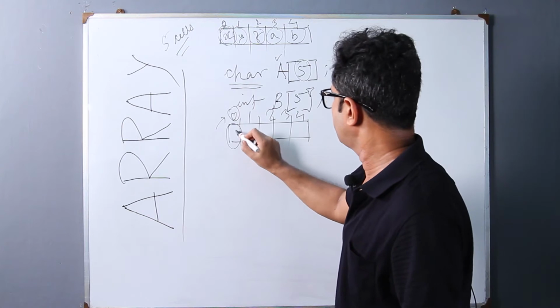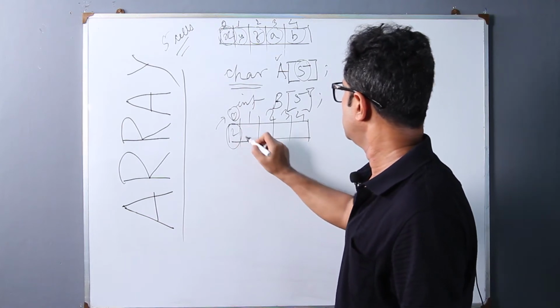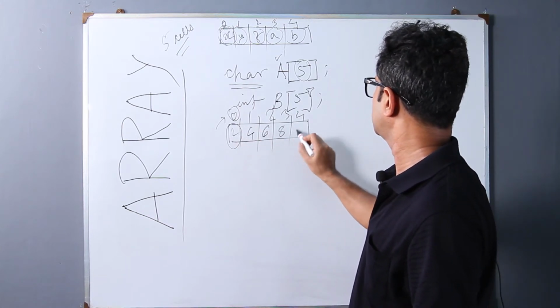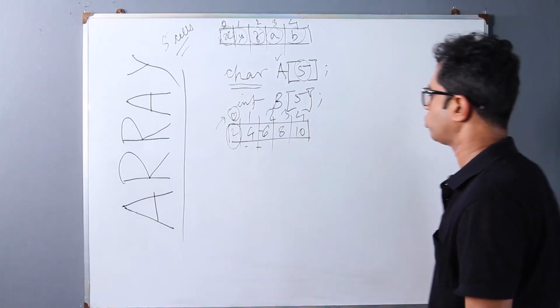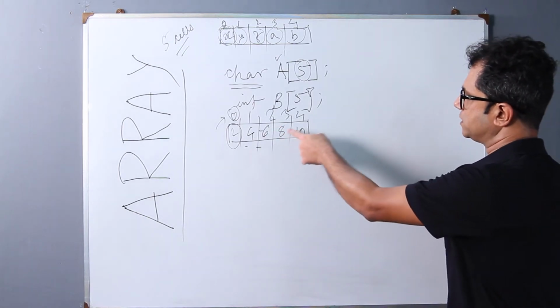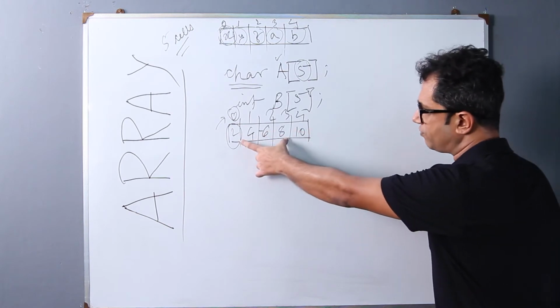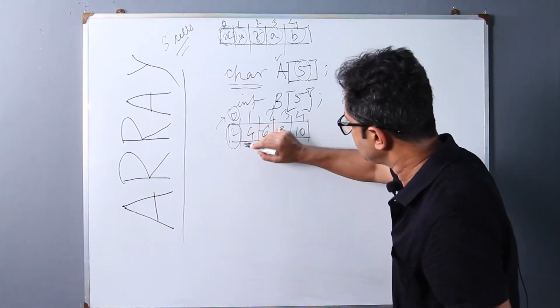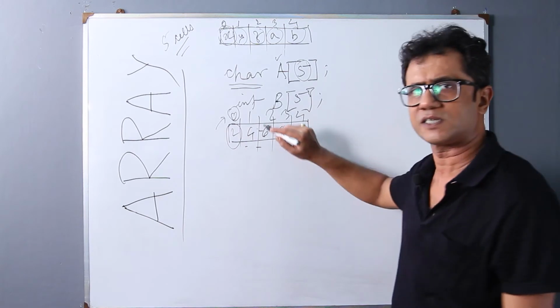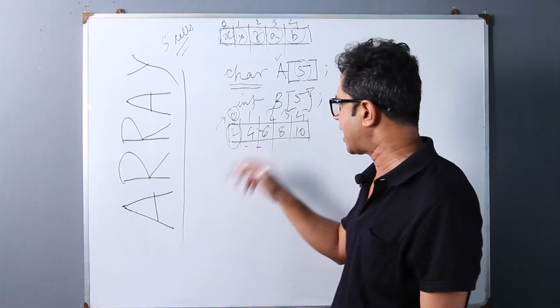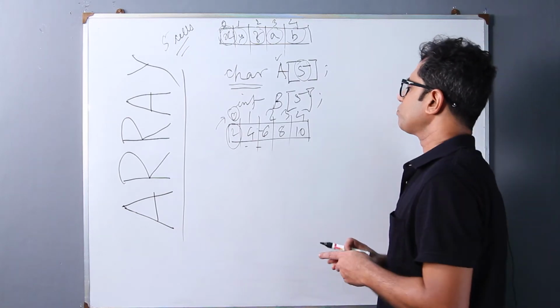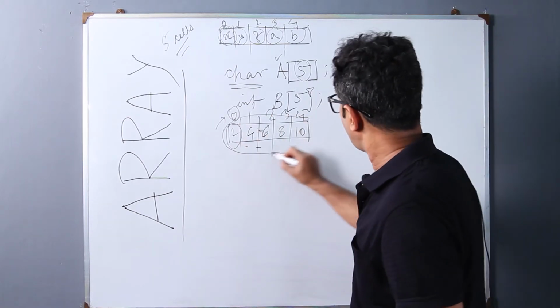So, if we take some integer values over here, 2, 4, 6, 8, 10. So, these are some values. Suppose this can be a negative value: 2, 4, minus 6, 8, 10. So, these are 5 integer values placed in 5 contiguous memory locations, that is, memory locations which come one after the other without leaving any gap in between. So, this is the concept of a one-dimensional array.